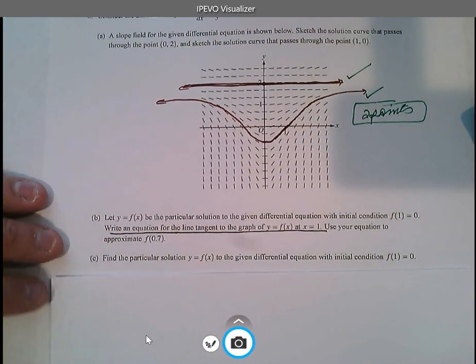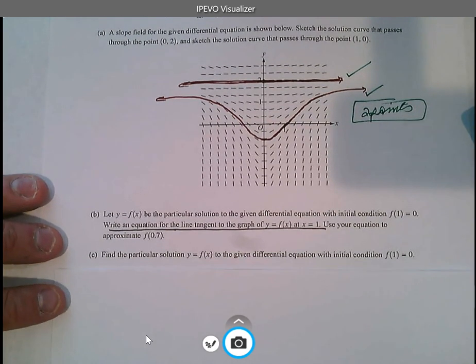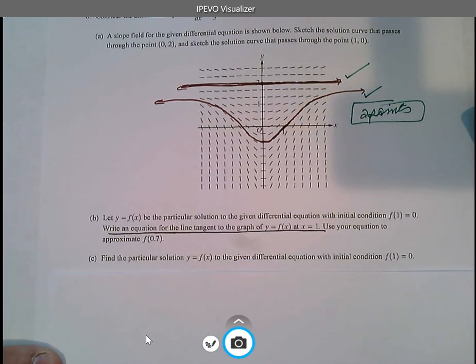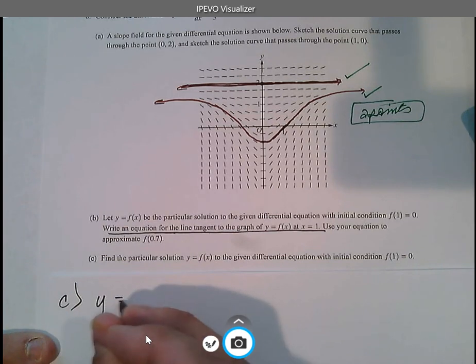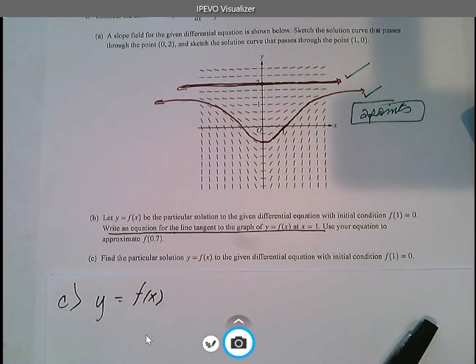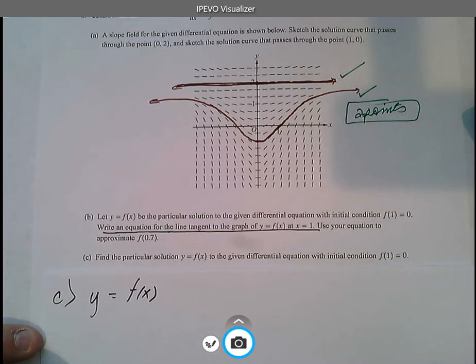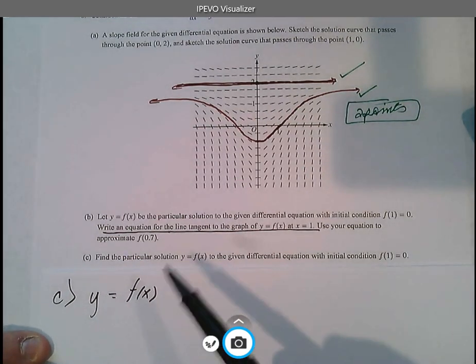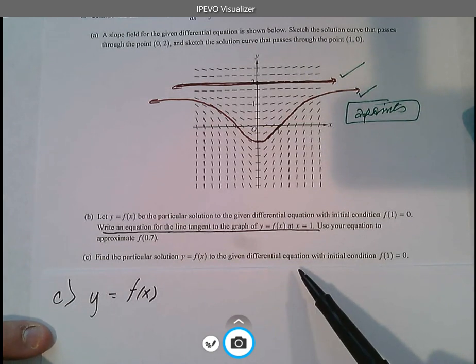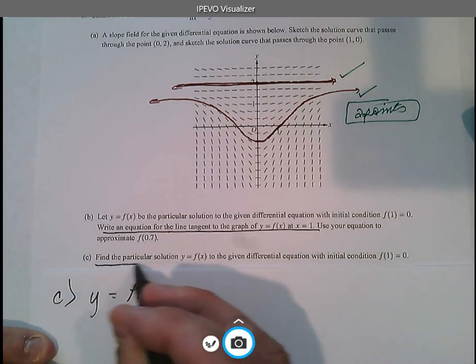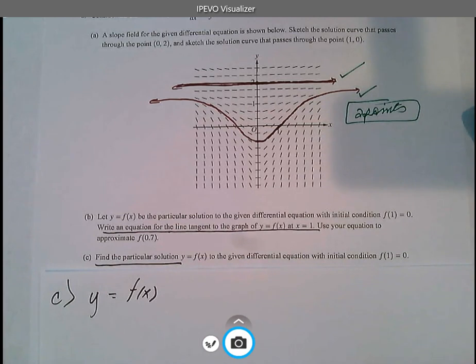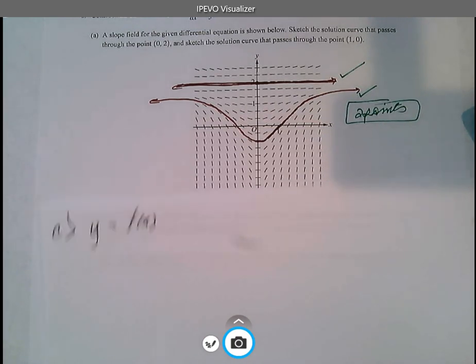In part C, we're asked to find the particular solution y equals f of x to the given differential equation with initial condition f of 1 equals 0. Finally, they want me to actually find the particular solution. This is when we're going to use separation of variables.